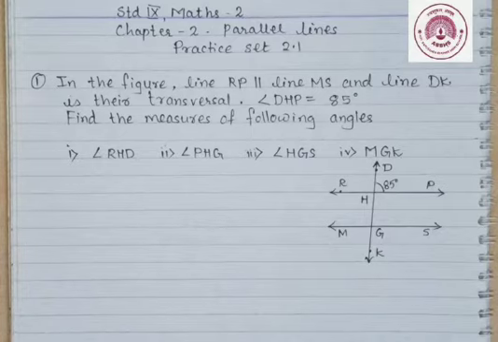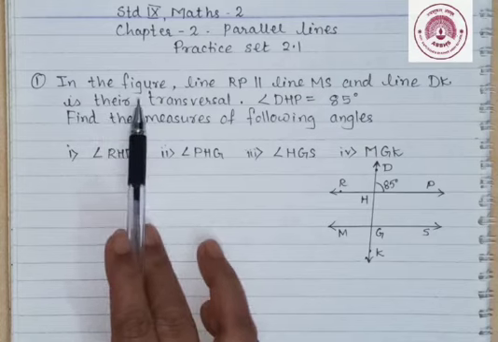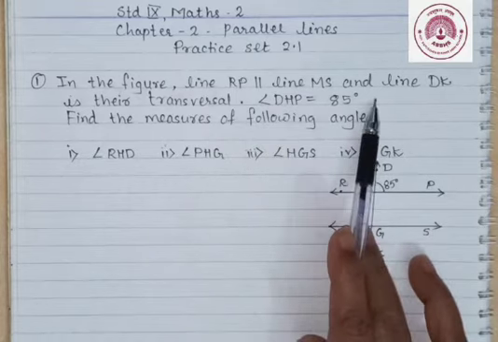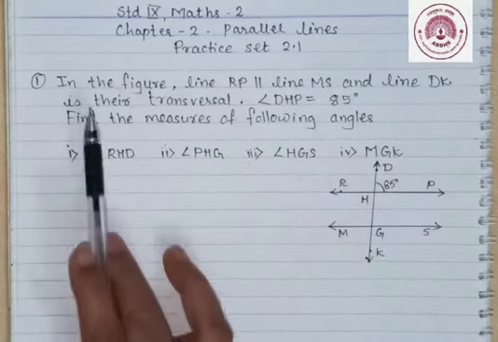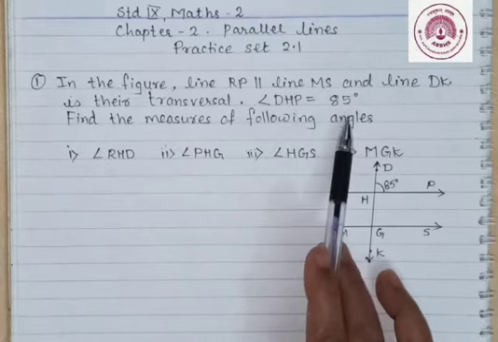Today we will solve practice set 2.1 of chapter 2, Parallel Lines, of Maths 2. So let's see the first question. The first question is, in the figure, line RP is parallel to line MS and line DK is their transversal. Angle DHP is equal to 85 degrees.